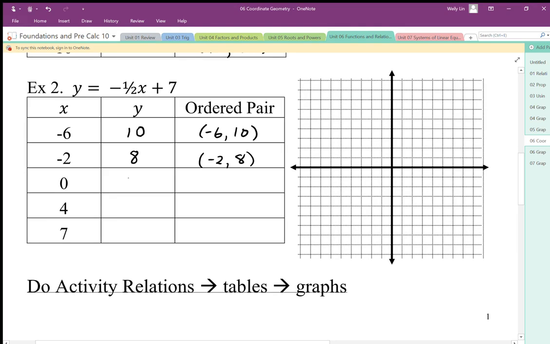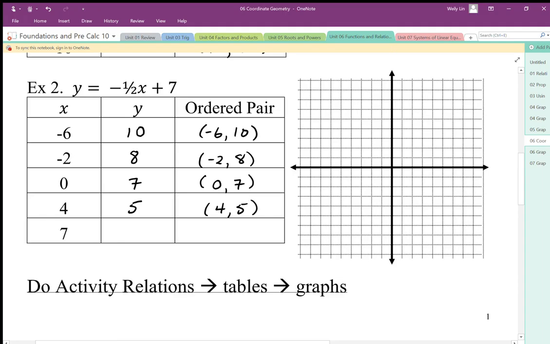We plug 0 in, we get Y is 7. So our ordered pair is 0, 7. Our input is 0, our output is 7. X is 4, we put it into our equation to get our output. We get 4 times -1/2, which is -2, plus 7 is +5. So our ordered pair is 4 and 5.